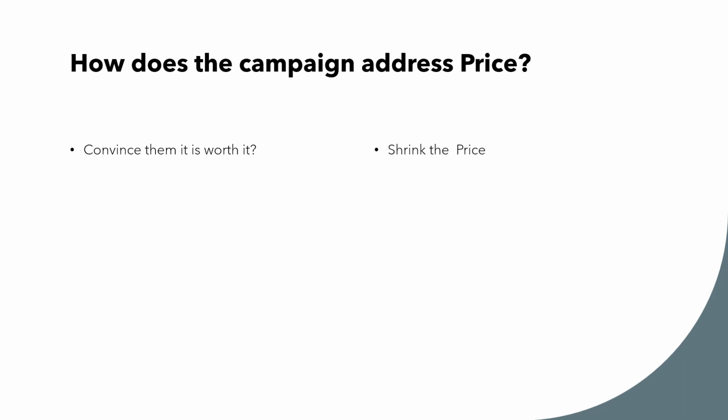Okay, so now for the tricky part. How does the campaign address the price? We've identified what the price is to kids to eat veggies, eat more veggies. We can think about a campaign addressing price in two different ways. It can try to convince them that it's worth it, but does this campaign really do that? In other words, does this campaign focus on educating on why kids should eat their veggies? No, it doesn't actually do that.